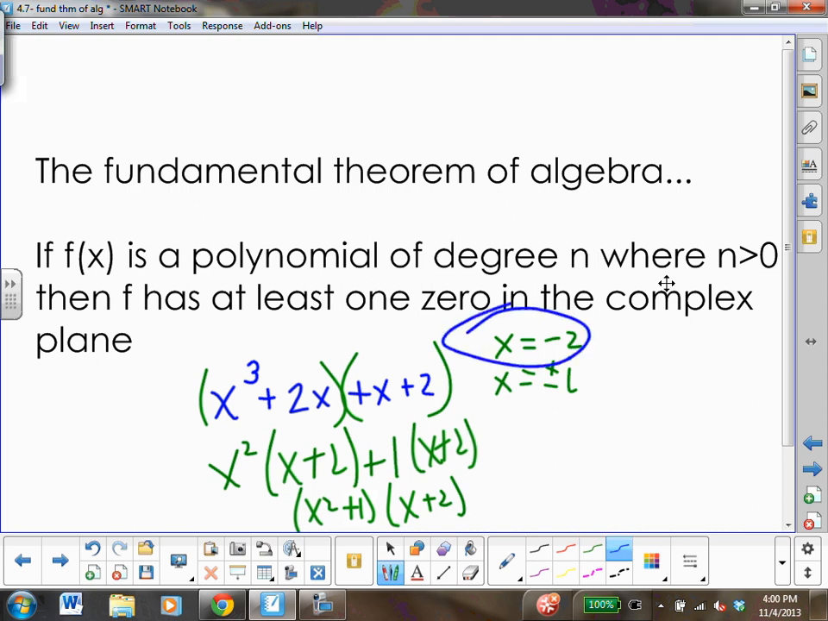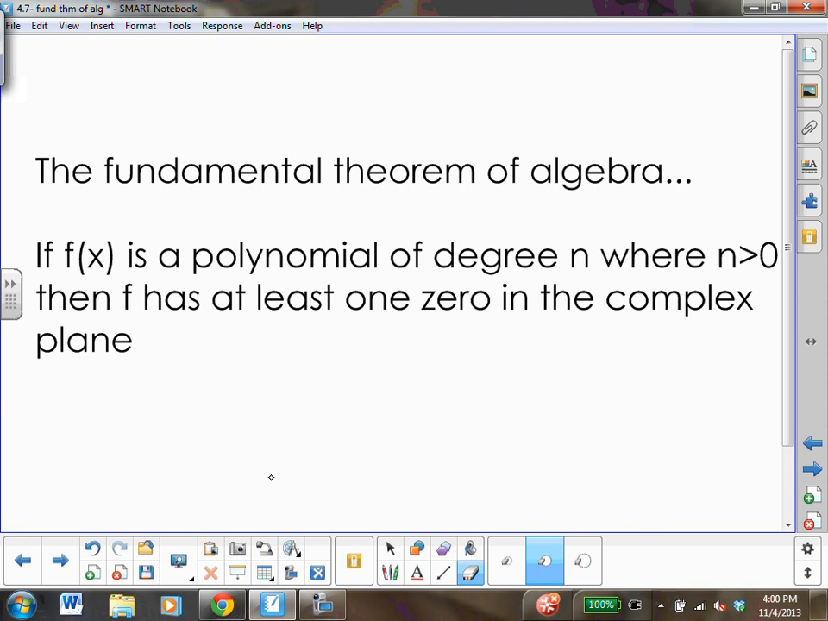-2 is also a zero in the complex plane because it can be written in the form -2 plus 0i, which would also be in the complex plane. Basically, this theorem is stating that at least one zero, but technically all zeros, can be written as a complex number.